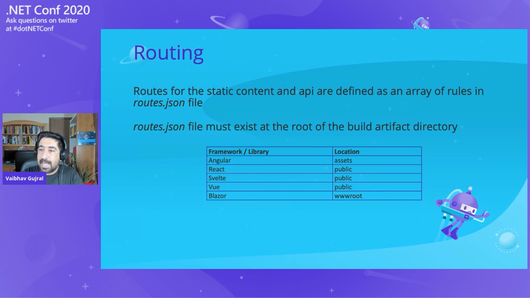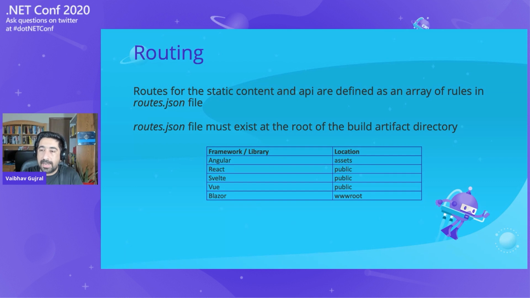Let's talk about how routing works in Azure Static Web Apps. You can define your routes for your Static Web App as an array of rules in a file called routes.json, which should sit in the root of the build artifact directory. Now, based on the framework or library that you are using, the build artifact directory might differ.